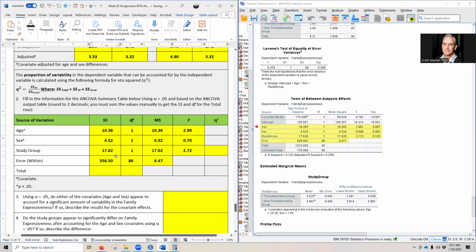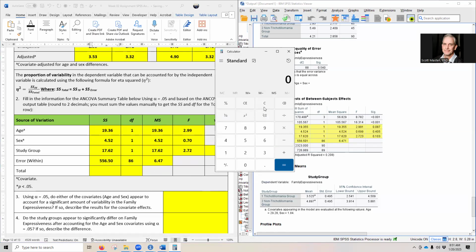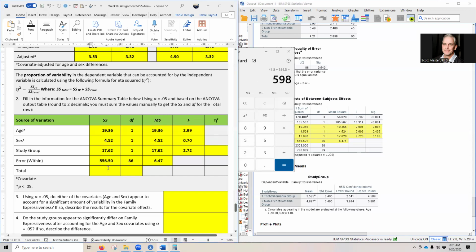Totals, we have to add these to get the total because I don't think any of these add up to that. So let's just add these up. We got 19.36 plus 4.52 plus 17.62 plus 556.50. I get 598 even, 598.00, and 89 degrees of freedom.